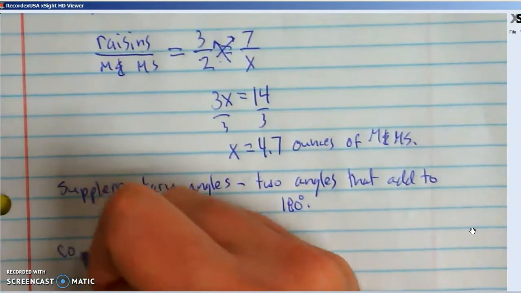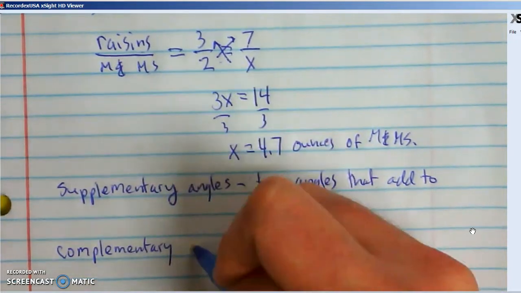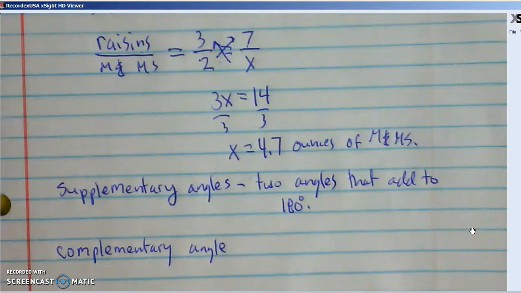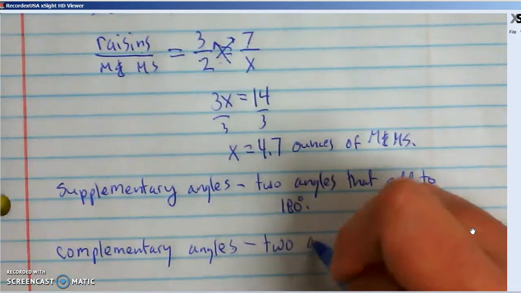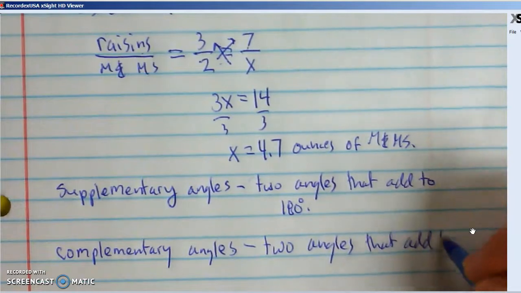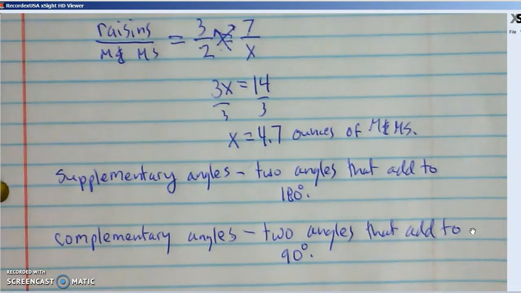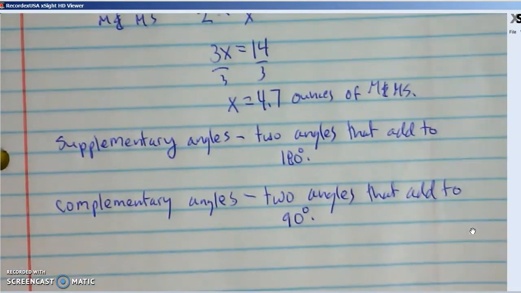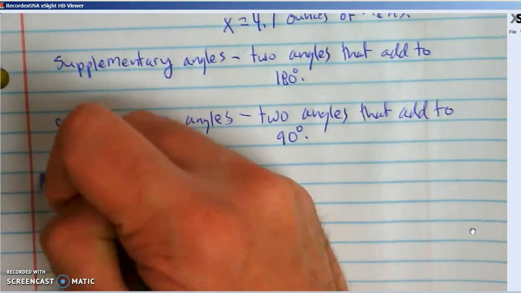There's also another kind of angle called complementary angles. And those are two angles that add to 90. So that's what complementary angles are. And so then I want to give you guys an example of a ratio problem that uses this information. So here's an example.